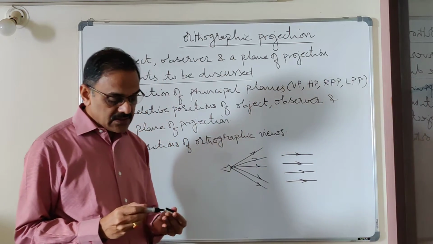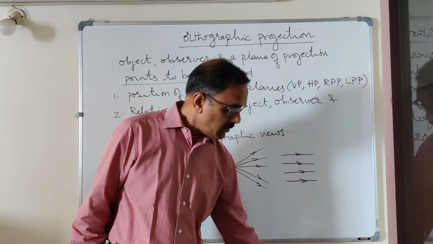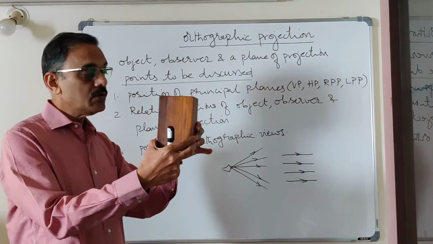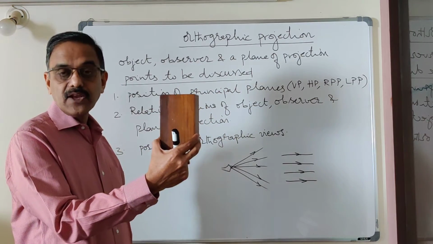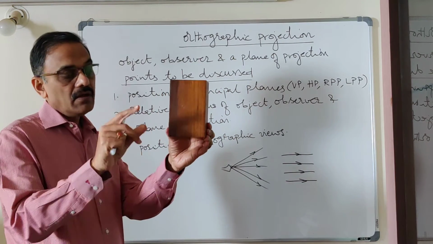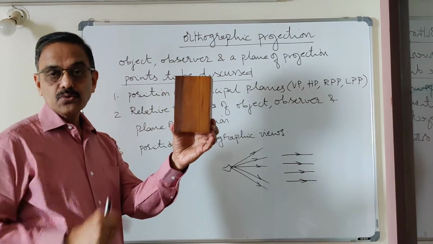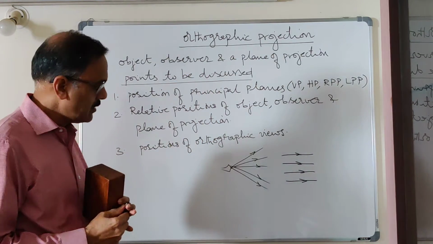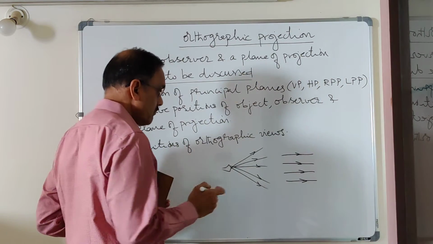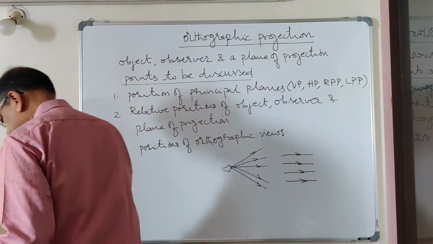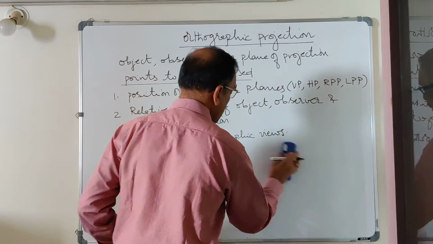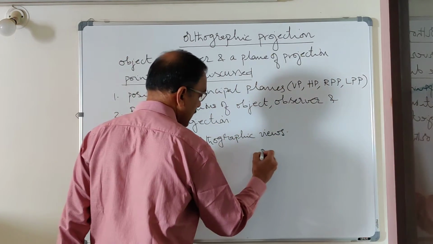When that is the case, and when I position this object like this in space, and if I use VP as the plane of projection, when I project this object onto the vertical plane, what do you view? This is what you are going to view. It will be viewed as a rectangle like this.